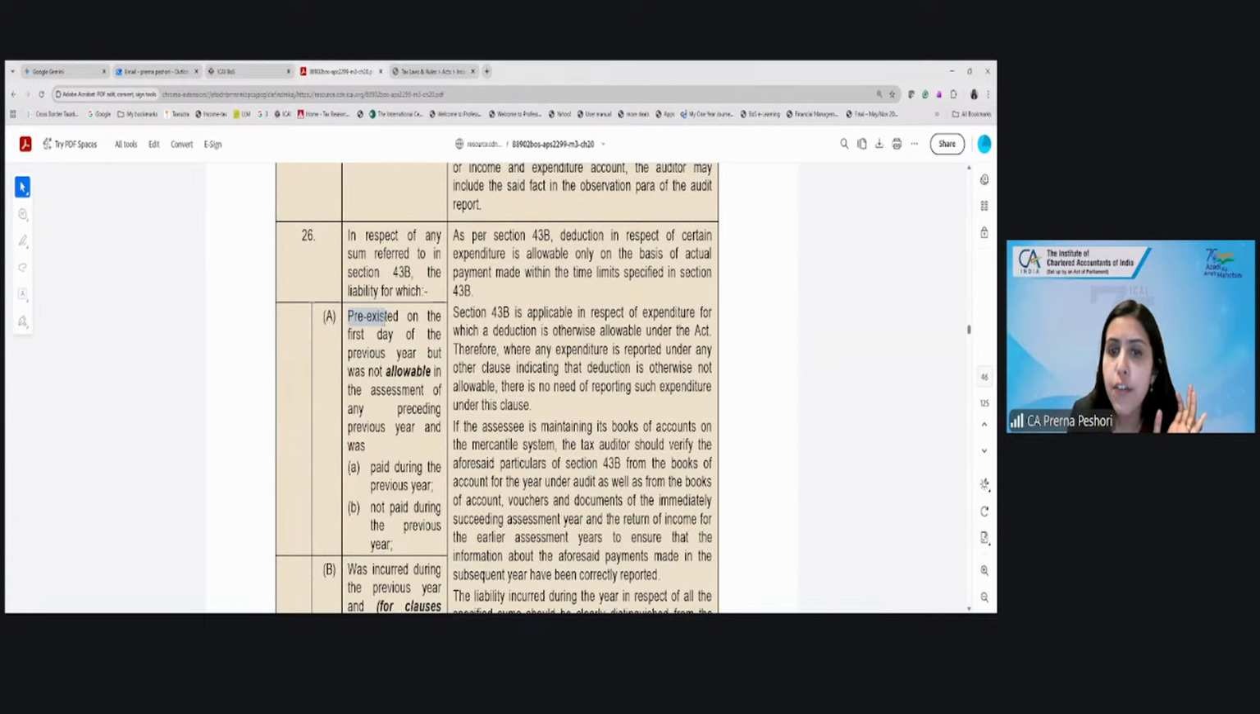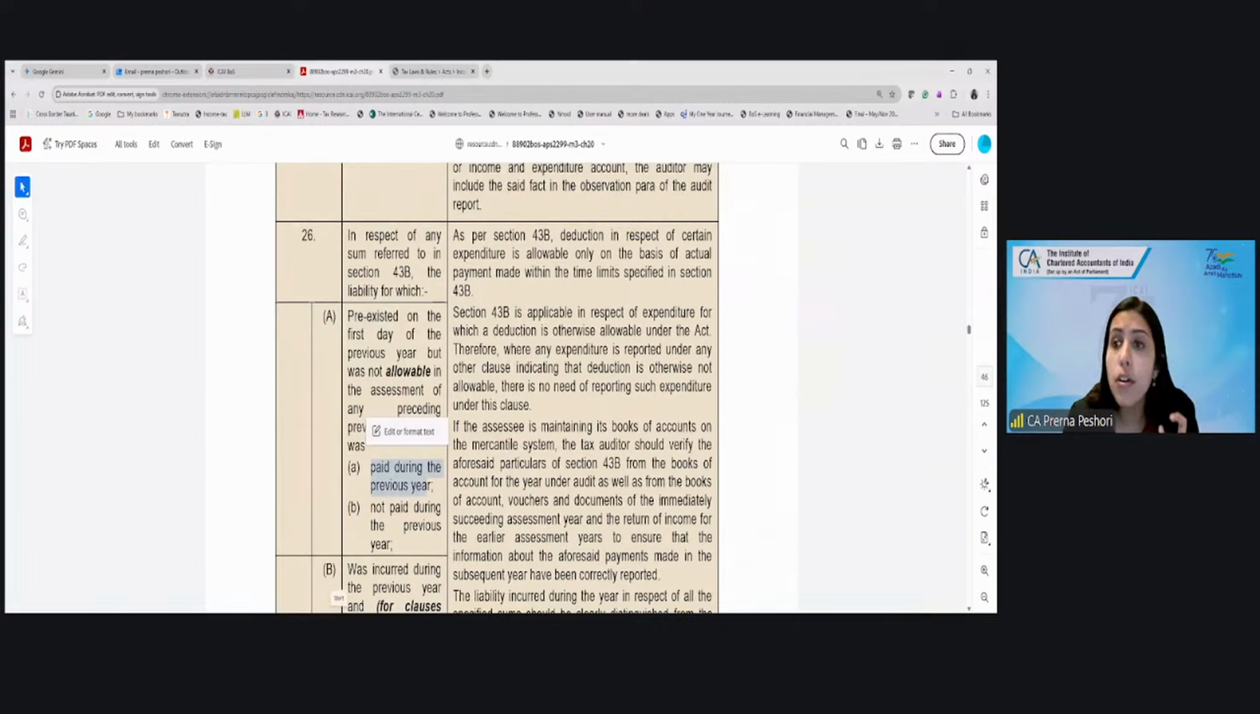So how will you identify this? Let's say, for example, any liability which is appearing in my opening balance of books. Now, if this was paid after the due date of the return of income of the last previous year, then it will be allowed in the previous year in which it is actually paid, right? So that needs to be reported under 26A.